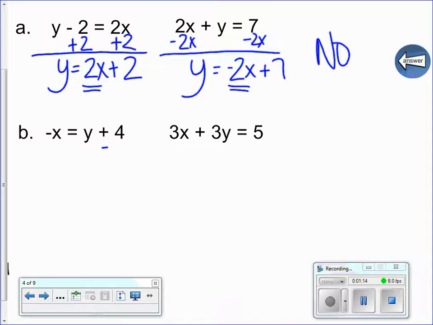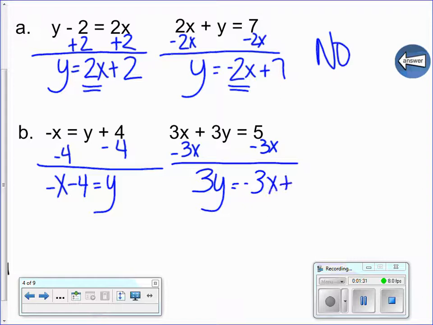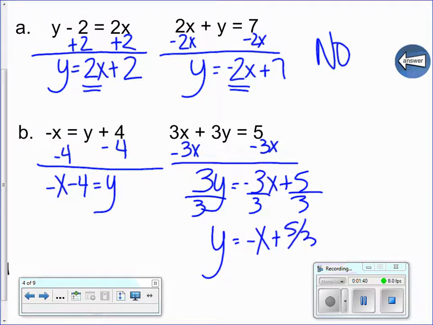And this one, I'm going to subtract 4 from both sides. So I get negative x minus 4 equals y. And over here, I'm going to subtract 3x from both sides. I get 3y equals negative 3x plus 5. Then I have to divide everything by 3. And I get y is equal to negative x plus 5/3. So in this one, my slope is negative 1 for both. So yes, it is parallel.